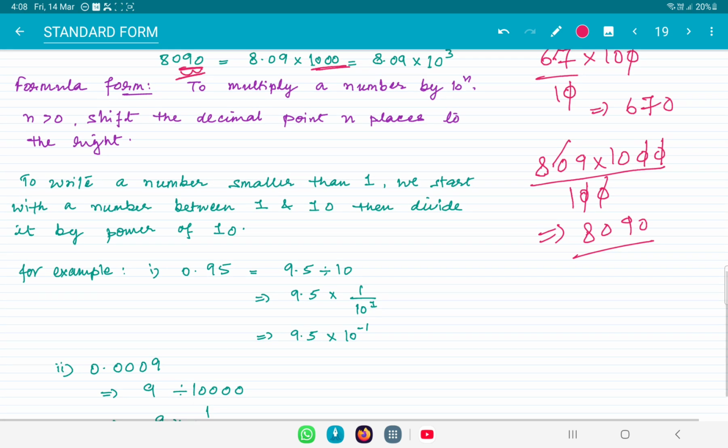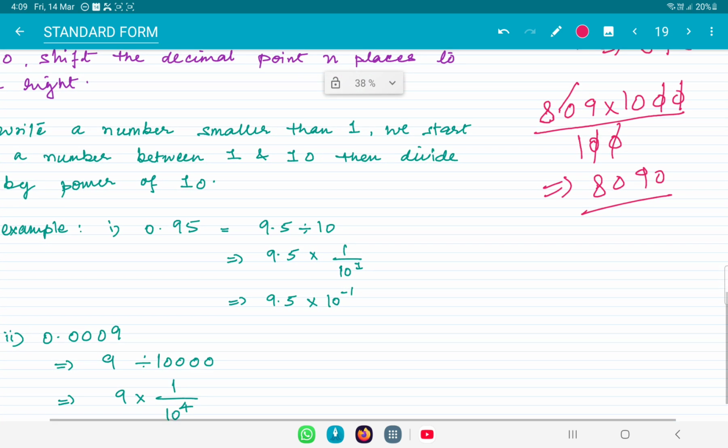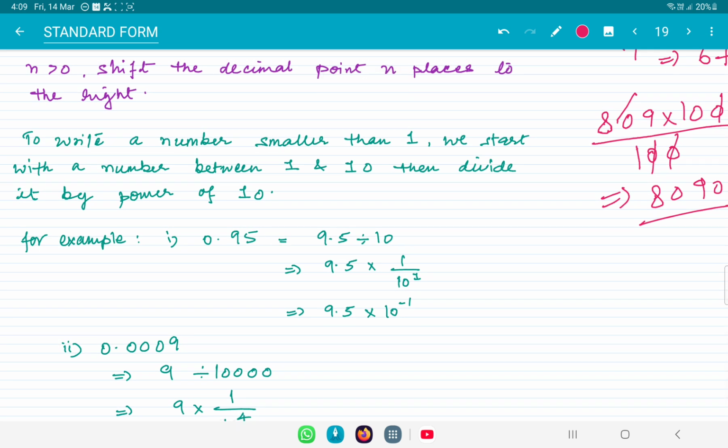Okay, now we are seeing next, how to write a number smaller than 1. Smaller than 1 means a very small number, so how can we write it? For a number smaller than 1, we start with a number between 1 and 10 and then divide. Just remember, if it is smaller than 1, you have to divide by the power of 10, and if you are dividing by the power of 10, then your power will come in 10 raised to the power in minus form.